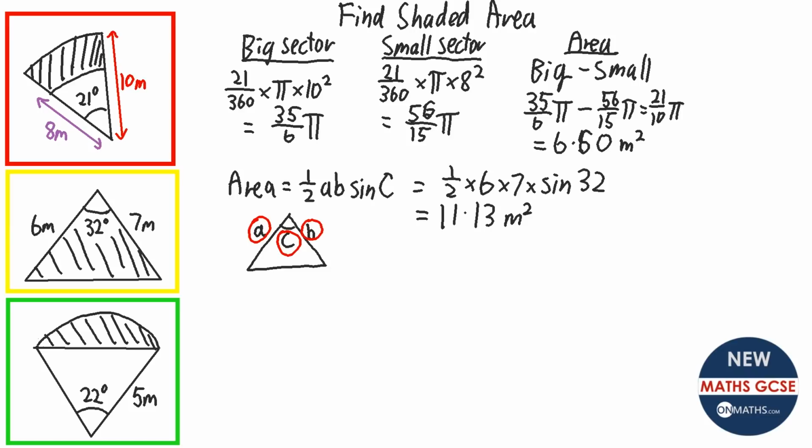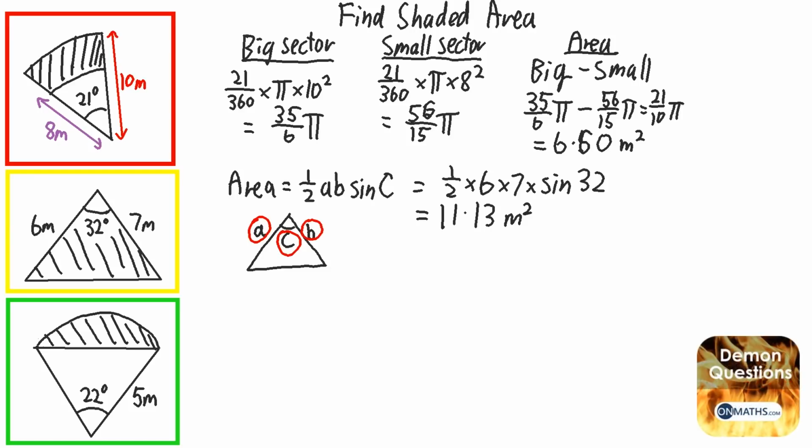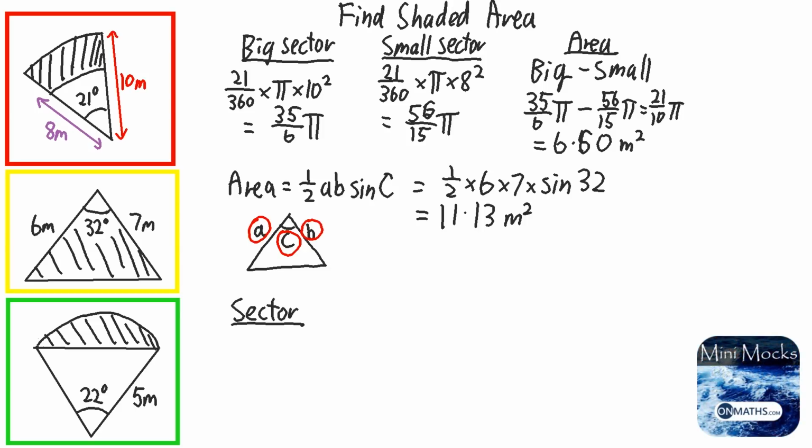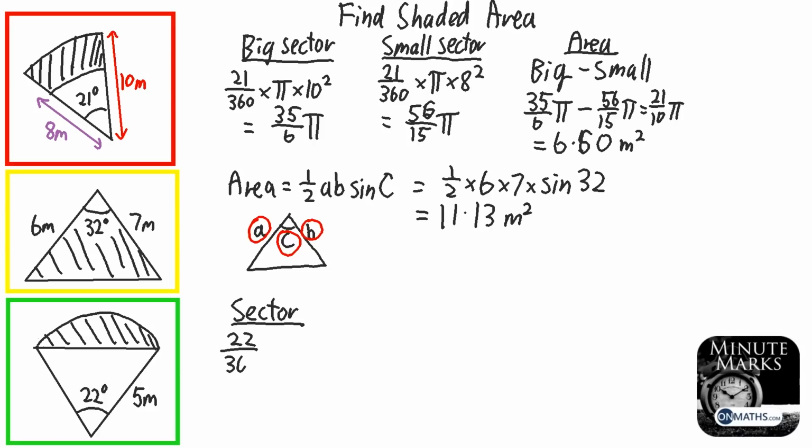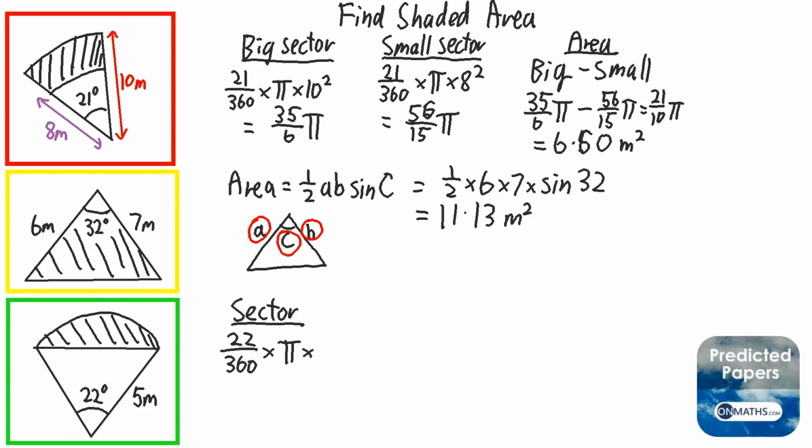Okay. Now to find the area of a segment, you've got to find the area of the sector, then you've got to find the area of the triangle and take them away, like we did on the first question. So we're bringing all our knowledge together here. So I'm going to start off to find the area of the sector. Okay. Now this sector is the full shape. Okay, so to do that we do 22 over 360, which is the fraction of the circle we've got. We times it by pi r squared, which is the area of the full circle. So the radius is 5 squared.